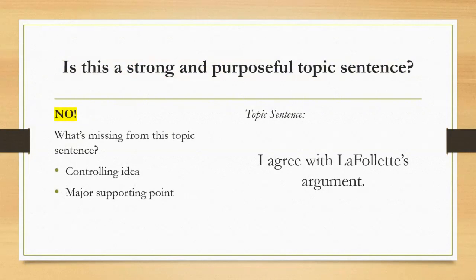So no, this is not a strong and purposeful topic sentence. Well, what's missing from this topic sentence? Well, one, we don't have the controlling idea. All we see is that this writer agrees with La Follette's argument. Well, what part of the argument do we agree with? We don't have any sort of context for why we agree with that argument. There's not enough information in this topic sentence. We don't have a controlling idea, and we don't have the context of that major supporting point. So in this case, we do not have a strong and purposeful topic sentence.